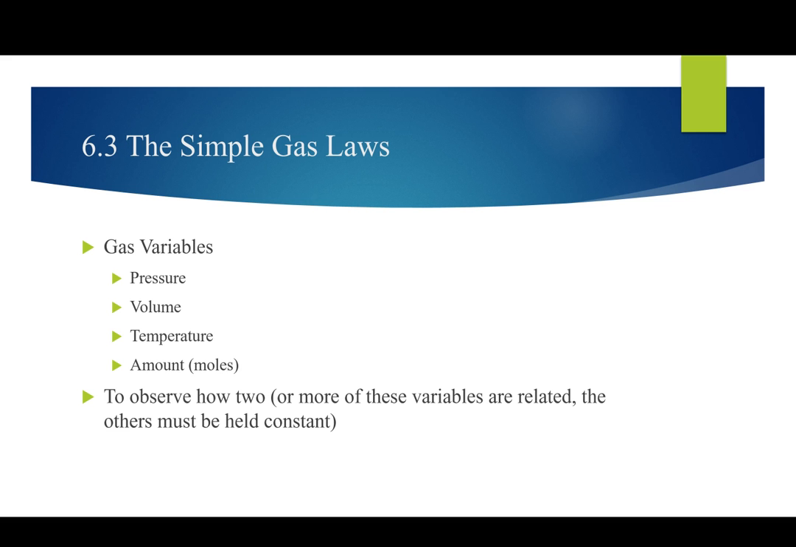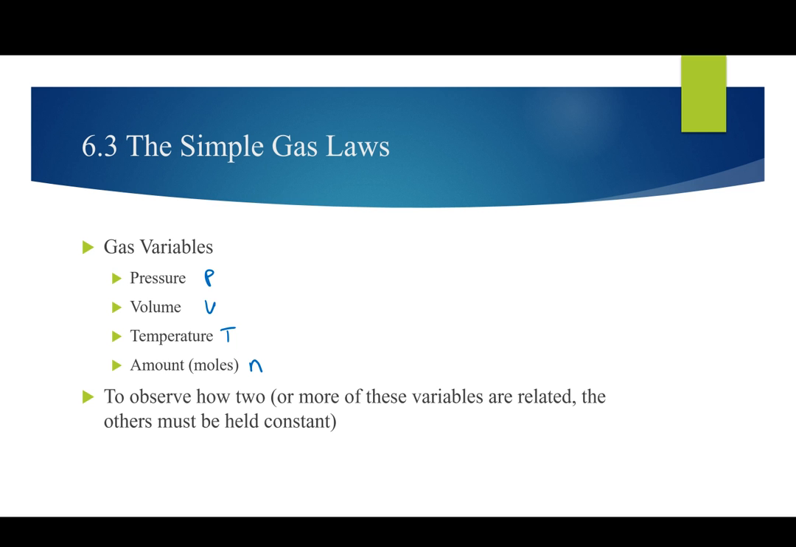The simple gas laws are gas laws that look at two of the four gas variables at a time, while the other two are being held constant. So the four gas variables are pressure, volume, temperature, and amount. Pressure is P, volume is V, temperature is T, amount is N.